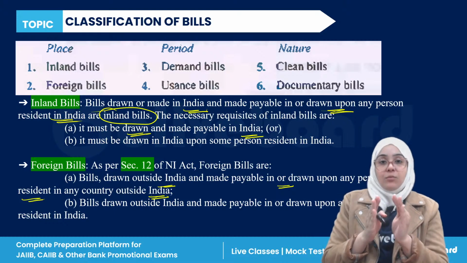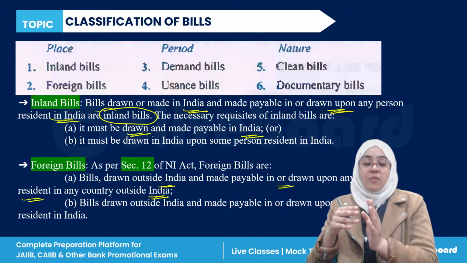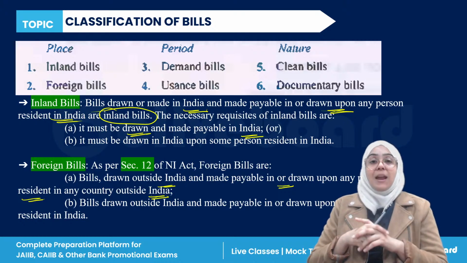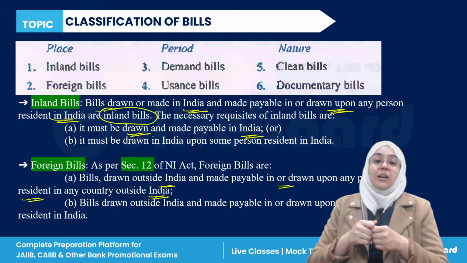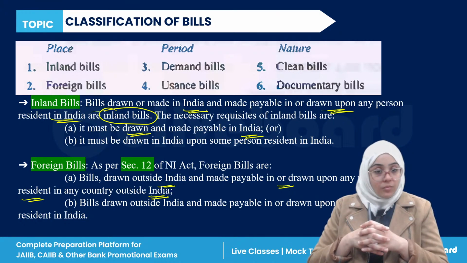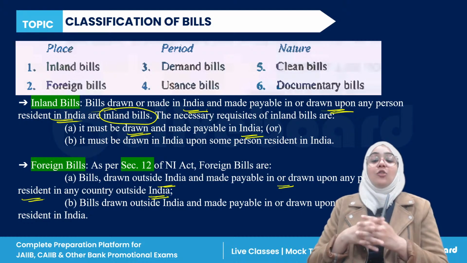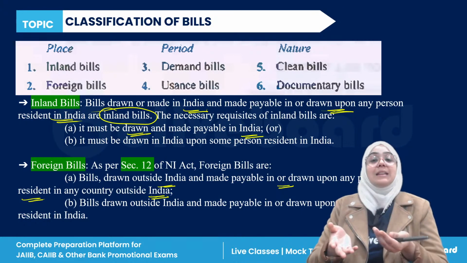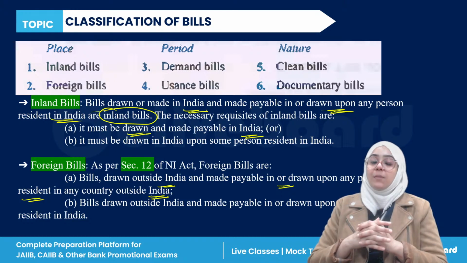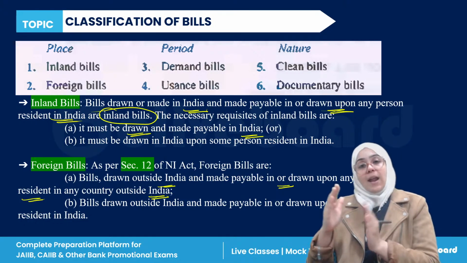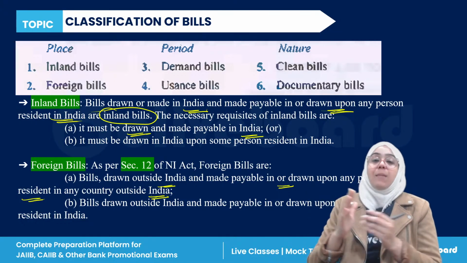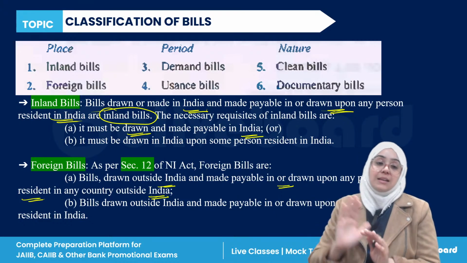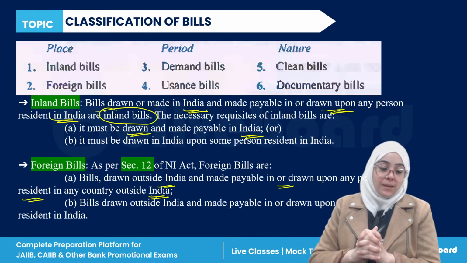So if there is a bill which is drawn outside India, so the drawer is outside India, but it is paid to any person or party residing in India, or it is drawn on any person resident in any country outside India, then it is a foreign bill. First, a bill drawn outside India and made payable to any party residing outside India is a foreign bill.